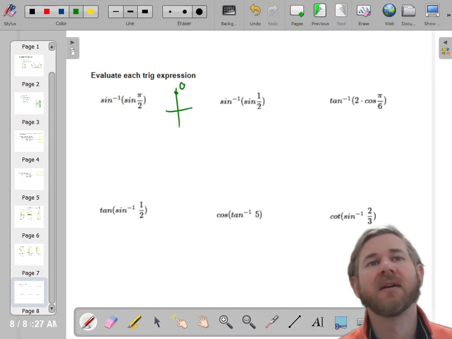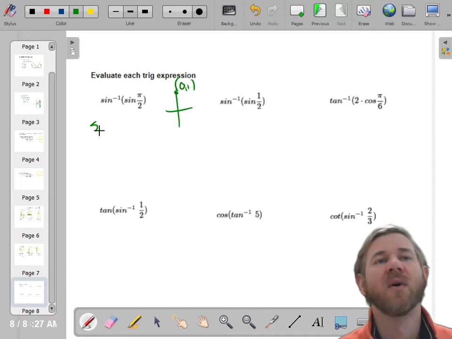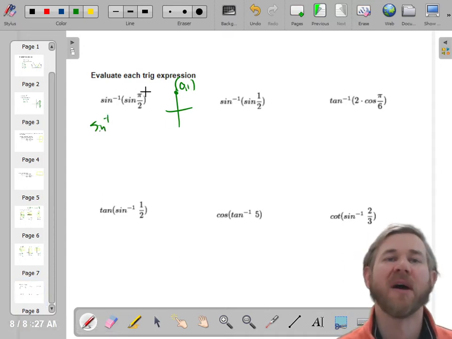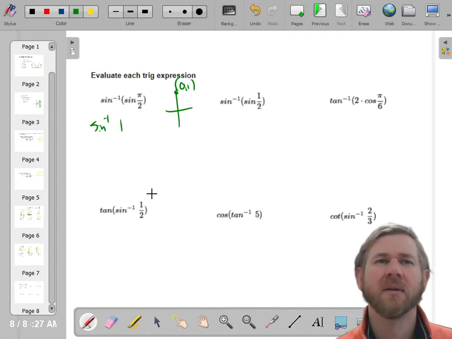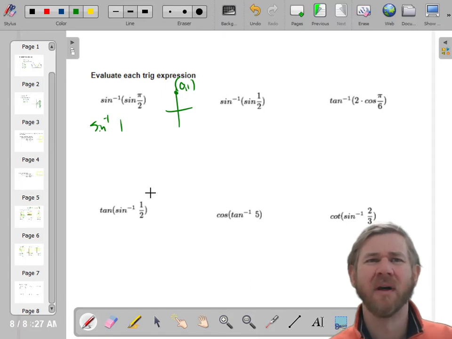Pi over 2 is right here at (0, 1). So this is saying, what is the inverse sine of, and then the sine of pi over 2 is 1. So what's the inverse sine of 1? That's like saying, where is sine 1? Sine is 1 right there. That's at pi over 2 radians, or 90 degrees.